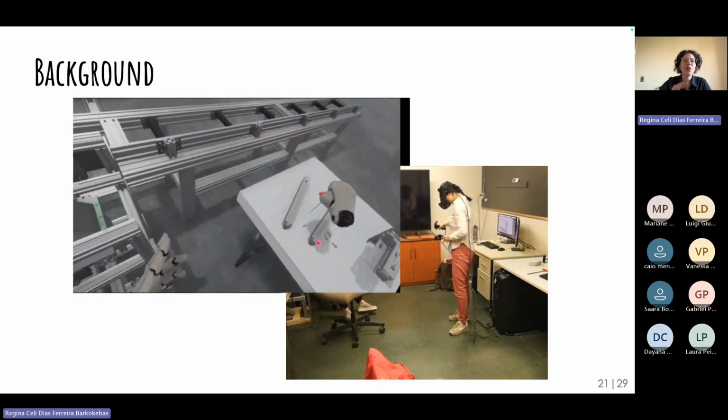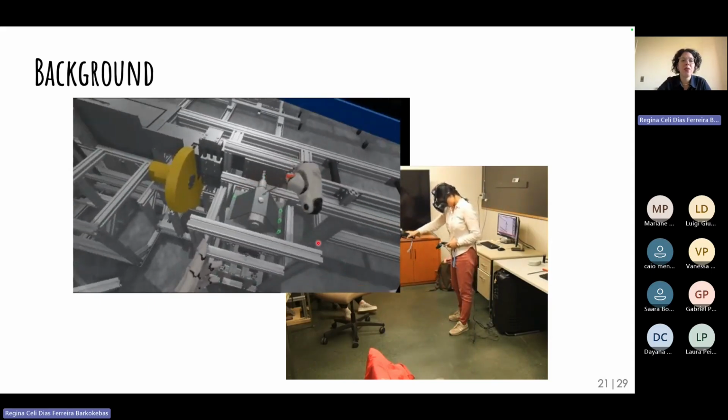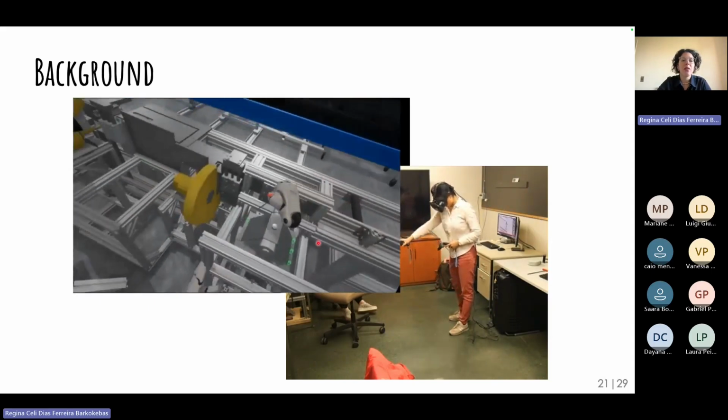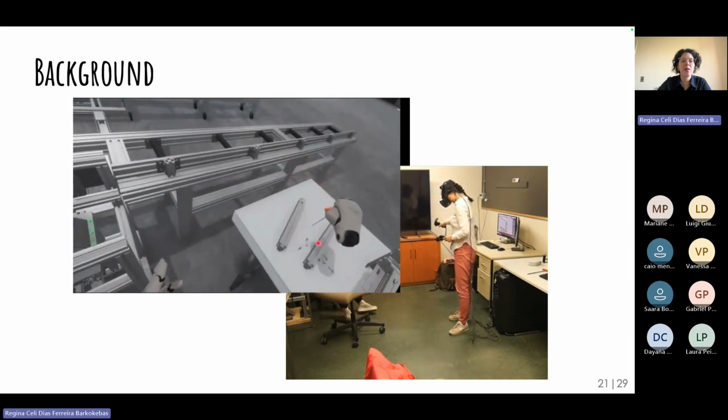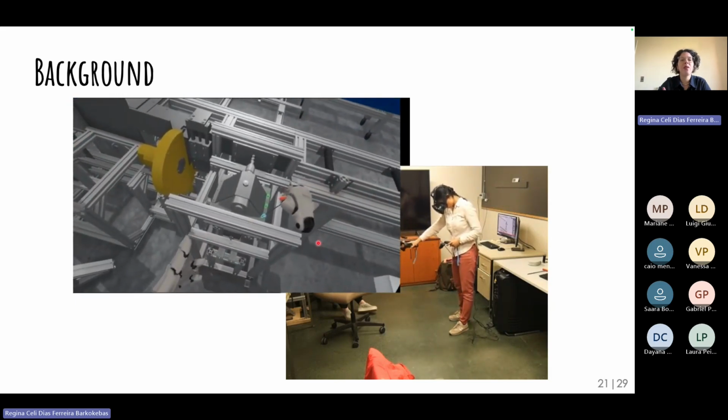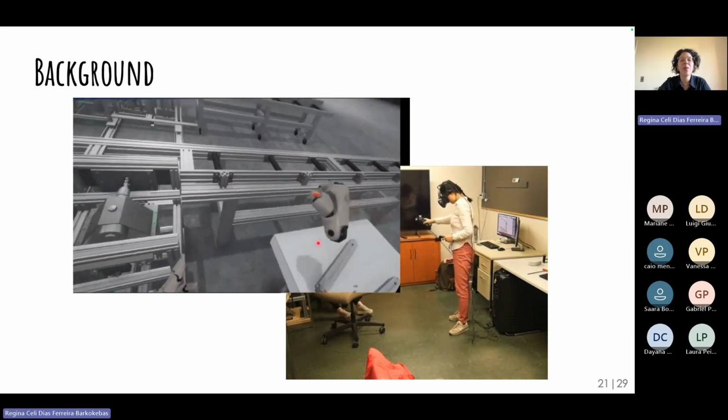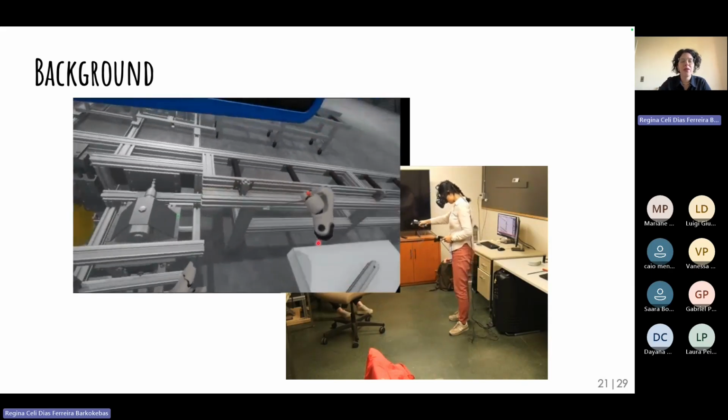So yeah, different colors to guide you through the task. And that's basically it. So it's a task with simple motions, but repetitive motions.